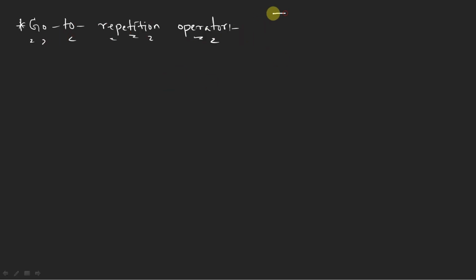So the go-to repetition operator is going to look like this. We are going to have an arrow mark followed by the number of times the condition should be satisfied, and that particular value we are going to provide. That is nothing but our go-to repetition operator.